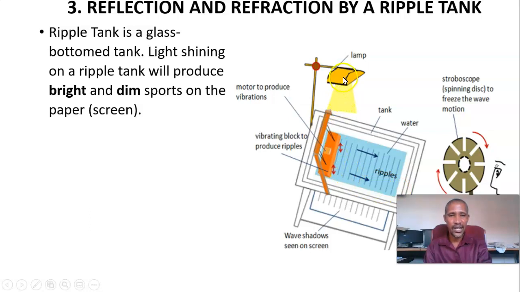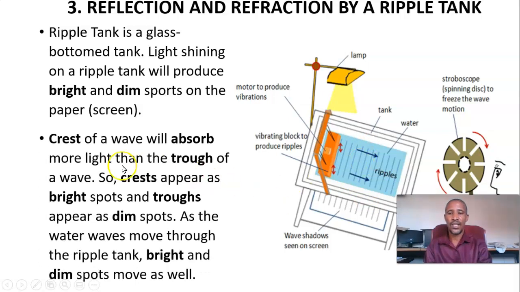And when we shine light from a lamp onto the glass which contains water, it produces bright and dim spots on a paper, on a screen below the tank, the glass bottom tank. So crest of waves will absorb more light than the trough of a wave. So crests appear as bright spots and troughs appear as dim spots as the water waves move through the ripple tank. Bright and dim spots move as well, representing the wave that is produced using a ripple tank.